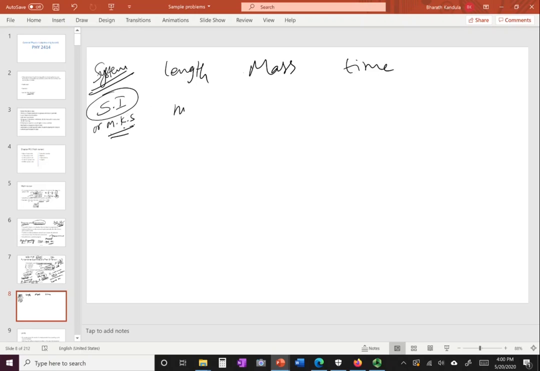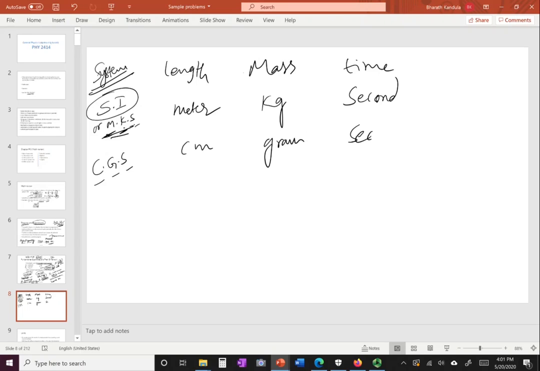For the length we use meters, for mass we use kilograms, and the time is second. Meters, kilogram, second. Now there is another system, CGS system, centimeter, gram, second. So this is centimeters, this is grams and this is seconds. And there are FPS, British system, etc. We just need these two systems. Almost all problems we do this semester, we follow the SI system. Unless the problem specifically asks you for CGS units, by default we use SI system.